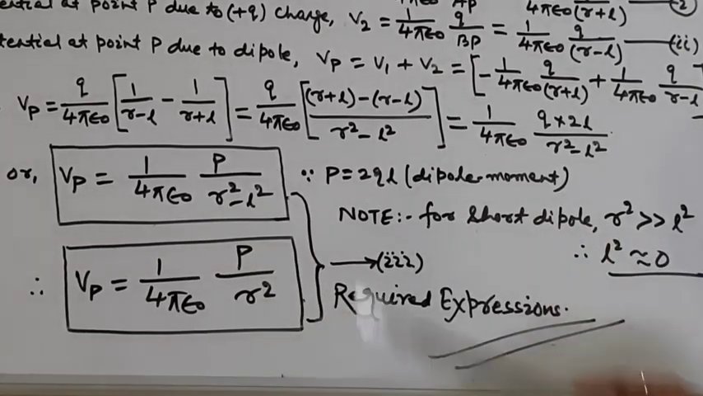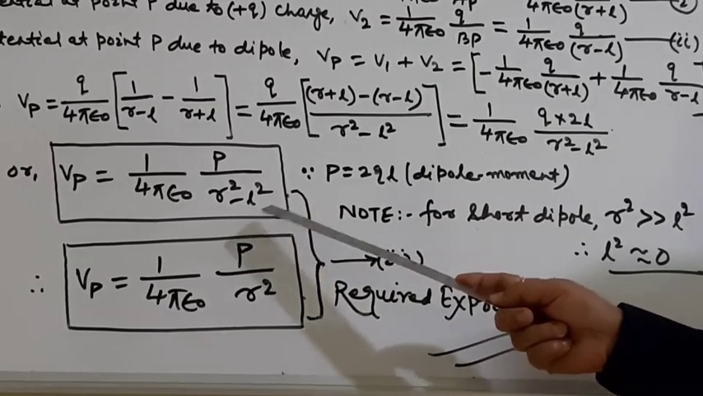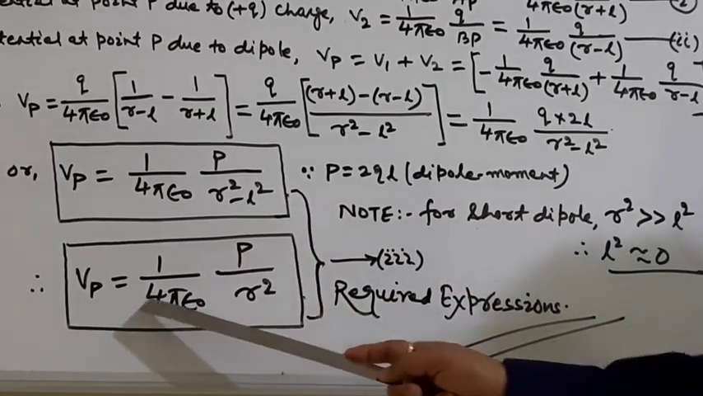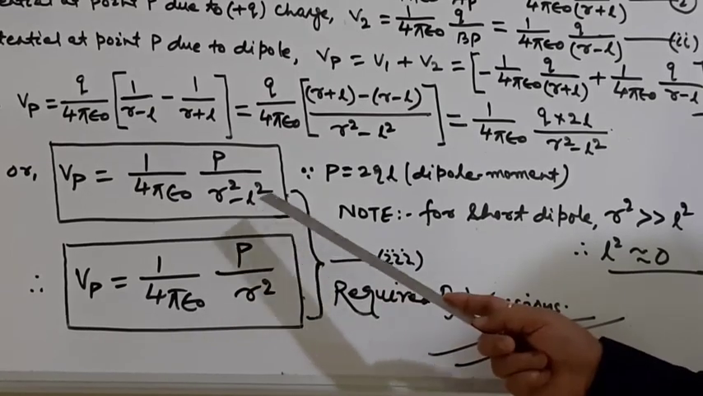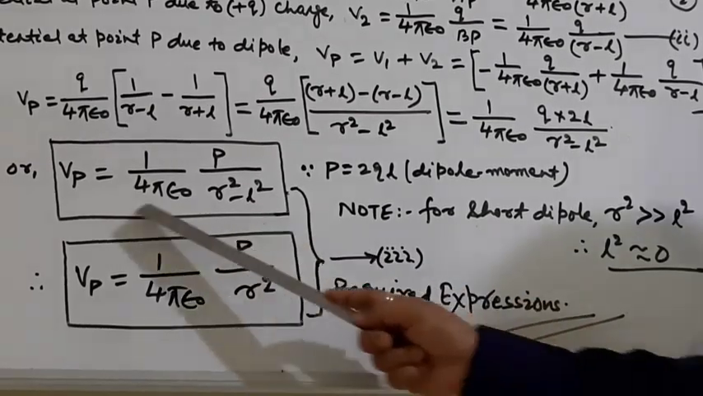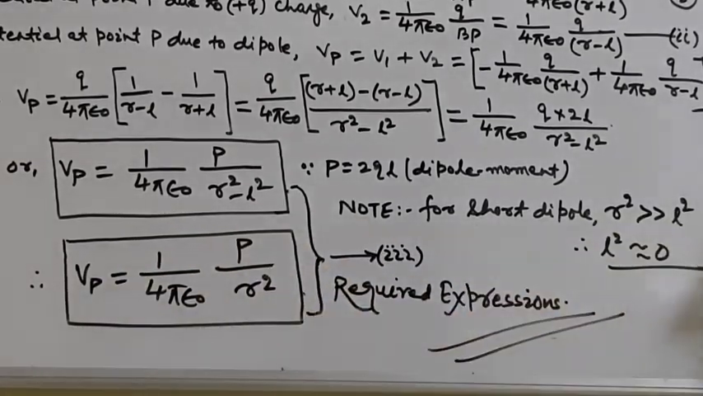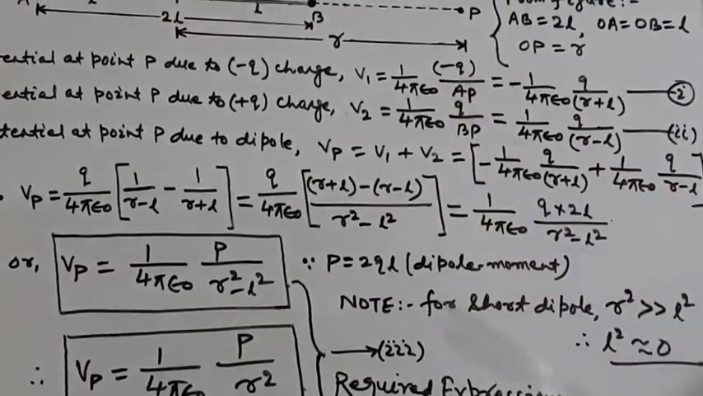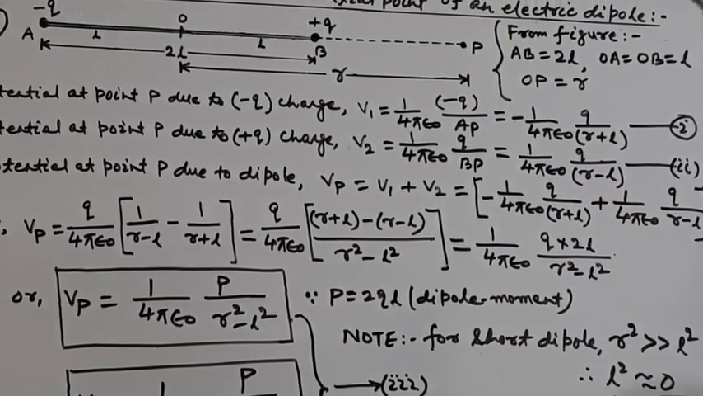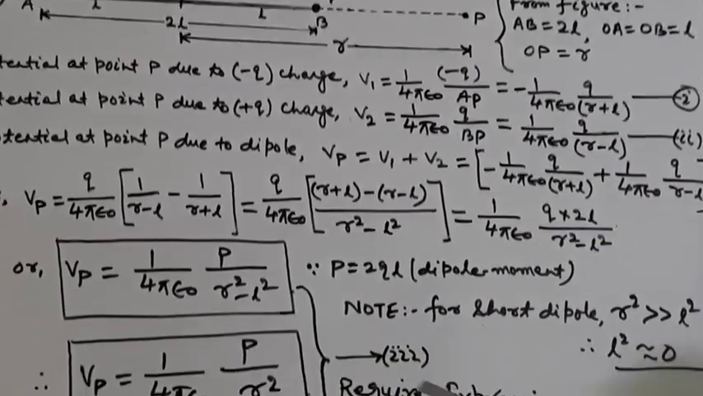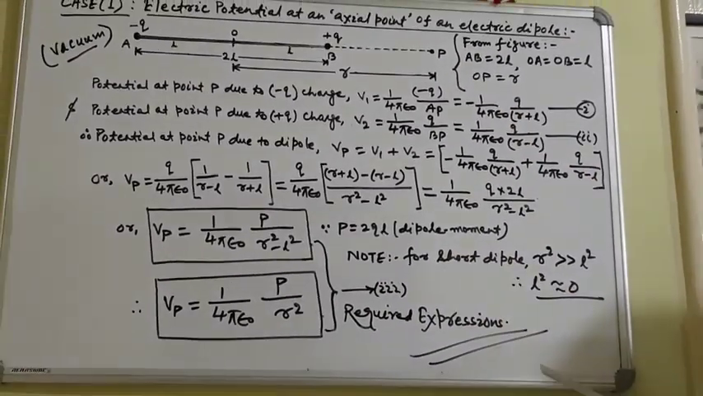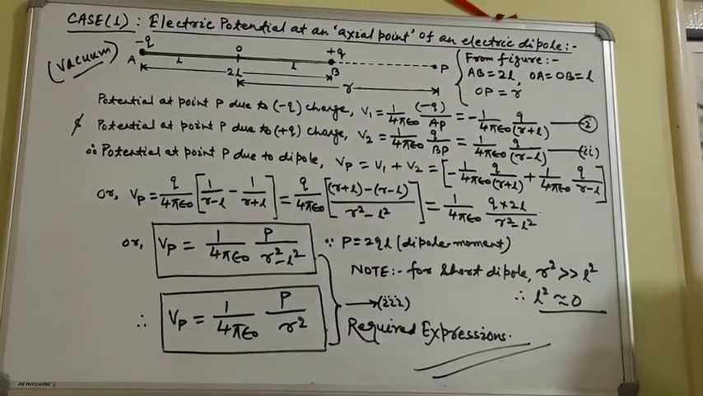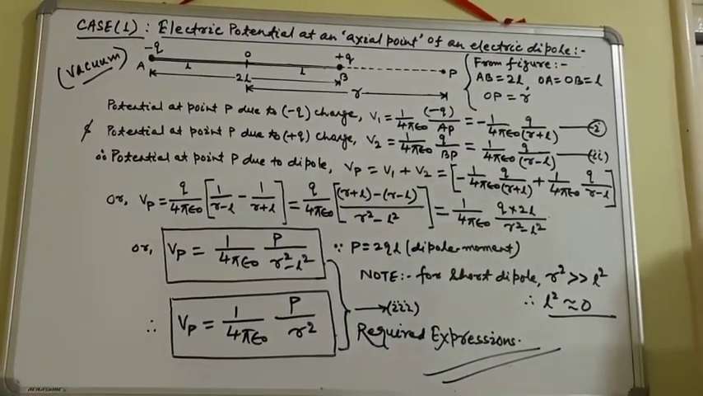So what does the equation become? In case of the short dipole, this equation becomes Vp is equal to 1 by 4 pi epsilon naught P by this R square, and L square will be neglected. So this equation gives the potential at point P due to a short dipole. So these are the required expressions for the potential at P due to the short dipole on the axial line. Now we'll see the next case.